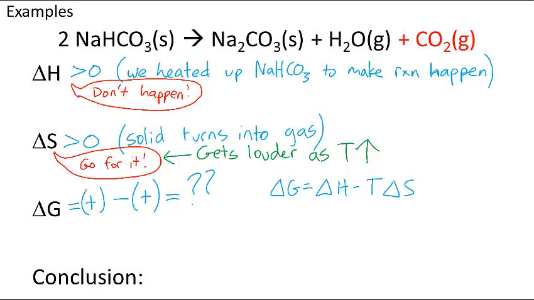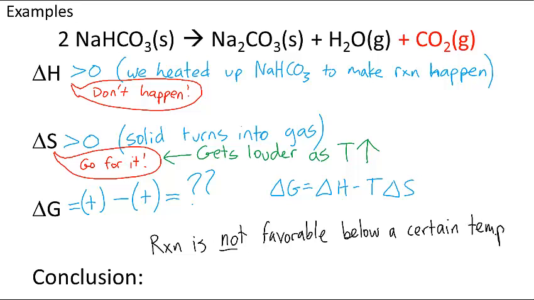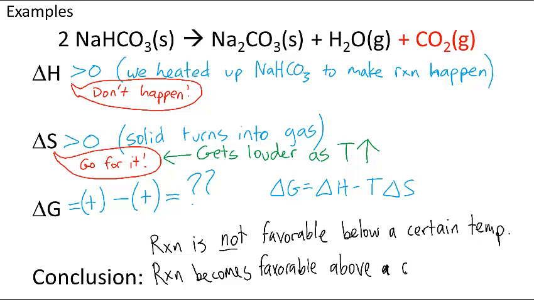So this is a reaction that at low temperature won't be favorable. At low temperature, delta H is winning. But you raise the temperature, and it'll happen. Eventually, it'll reach a point where it does become thermodynamically favorable. So in this case, the reaction is not favorable below a certain temp, and then it'll be favorable above a certain temp. So there's going to be some temperature threshold where this goes from being unfavorable to favorable.